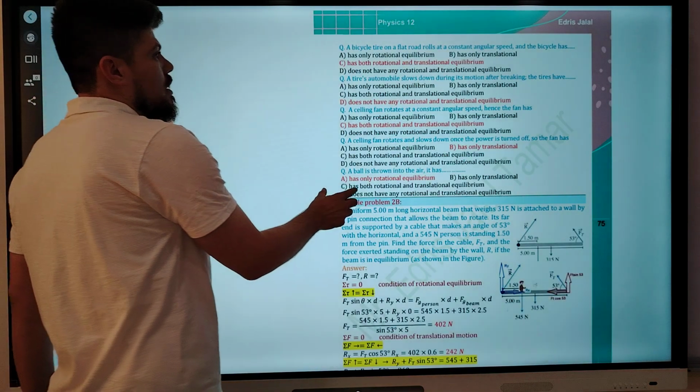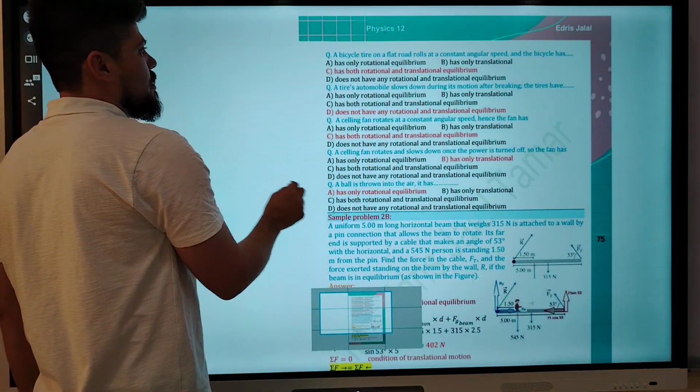Some questions about the rotational equilibrium and translational equilibrium. Look at the questions.